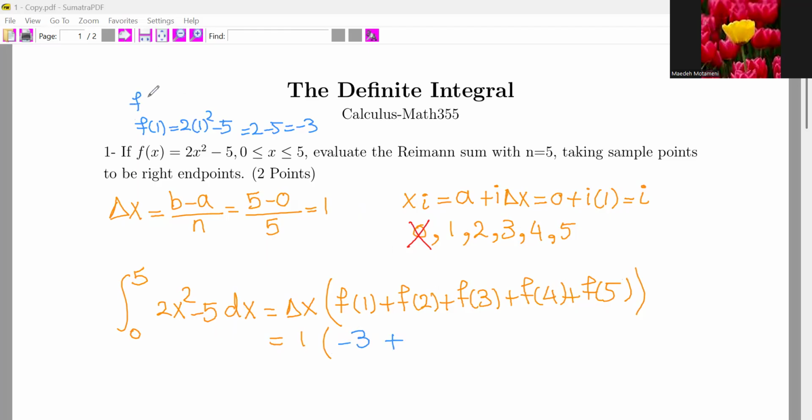If you plug in 2, you get 2 times 2 squared minus 5, which means when you plug in 2, you get 4. And then multiplied by 2, you will get 8. Minus 5 will be 3. So the next one is 3. You would do the same for 3, 4, and 5, and the results are 13, 27, and 45. Altogether, when you add them up and then multiply by 1, you get 85 as the sum.